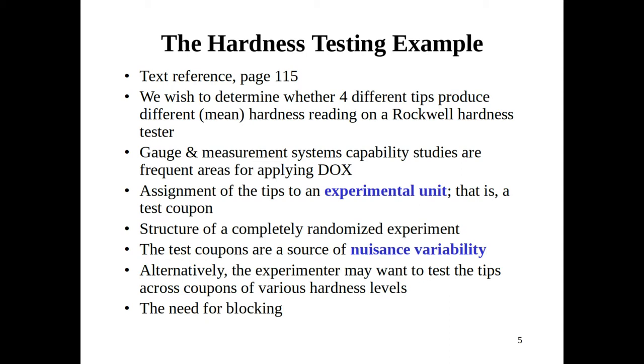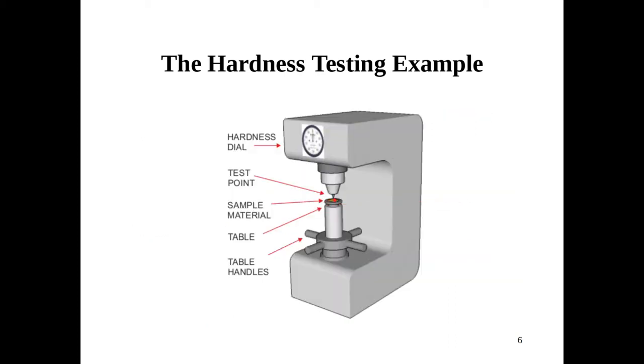But that would be just a single factor analysis of variance problem. This chapter is about randomized complete block design. So is there any nuisance factor we are looking for? Let's talk about that. Assignment of the tip to an experimental unit, that is a test coupon. So basically this test coupon here, right, is what we are talking about.